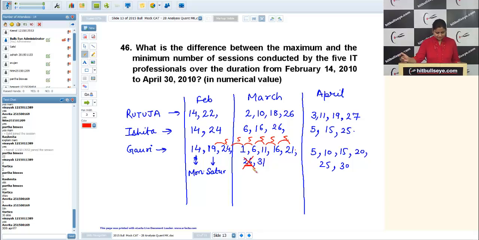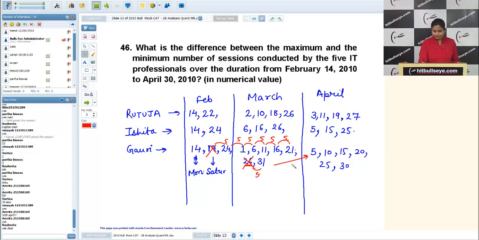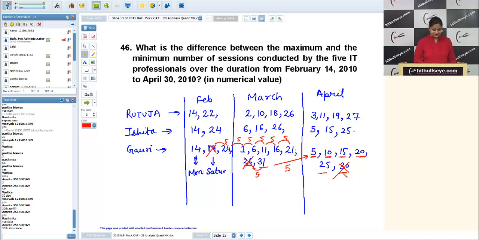Clear? We will consider 19. 19 is also excluded, sorry, because Saturday is not allowed. 19 is not possible. 26 is not possible. Now again, you have added 5. So this is 1, 2, 3, 4, 5, 6, 7. Then 30th is also not possible. Yes, Amrita, exactly. So these 3 days are not allowed because this will be a Saturday.